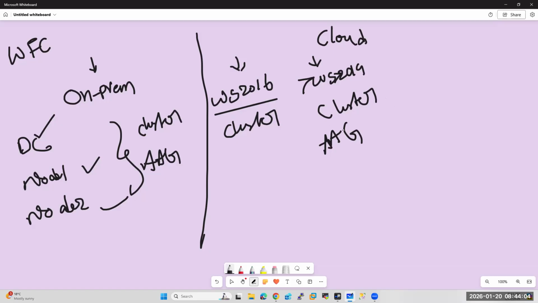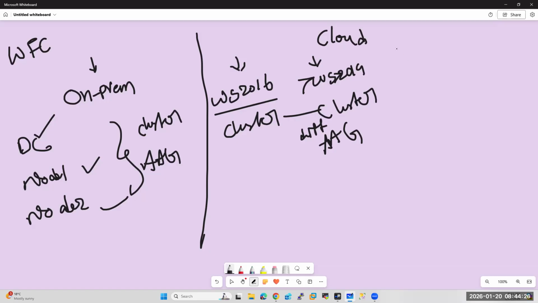We'll build the cluster. Again, we'll discuss Always On availability group. Our main focus will be this: what is the difference you will notice when you are working on Windows Server 2016 versus greater than Windows Server 2016. This difference we'll discuss with the help of the cluster.